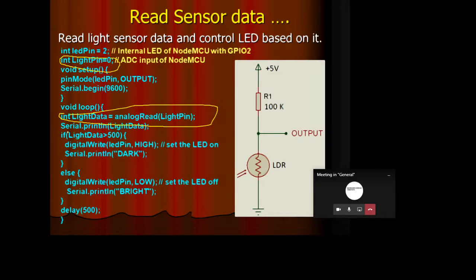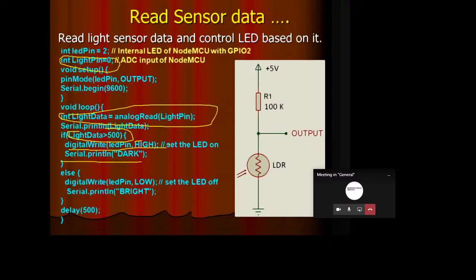And here we put the if else condition. If light data is greater than 500, then we want to glow the LED. So we make that particular LED pin equal to high by giving the command digitalWrite(LED_PIN, HIGH). So the internal LED will glow, and at the same time, it will also print the message that it is a dark condition.